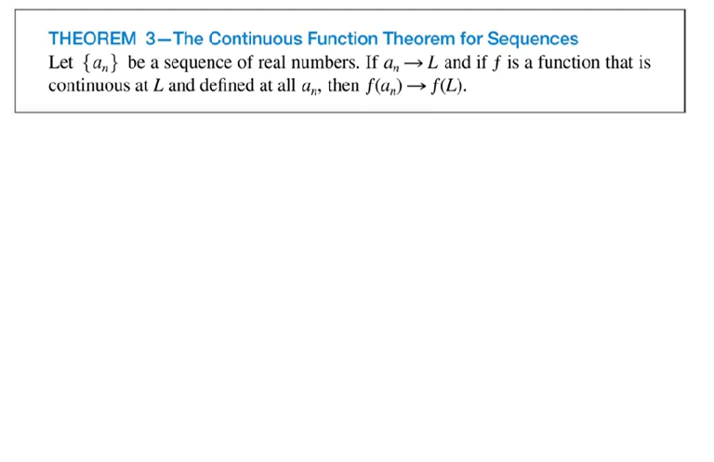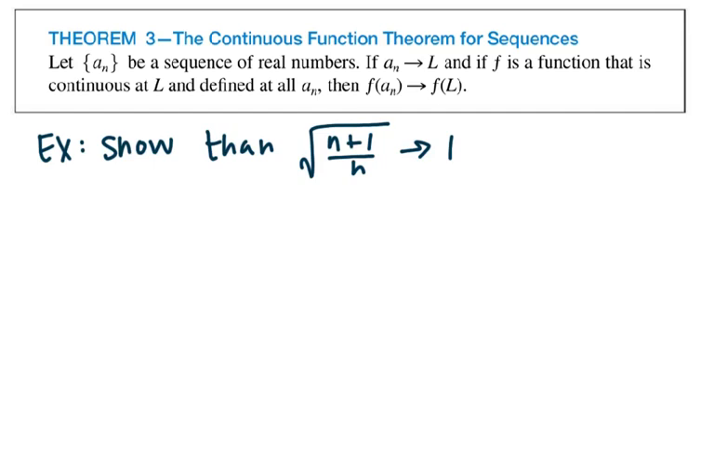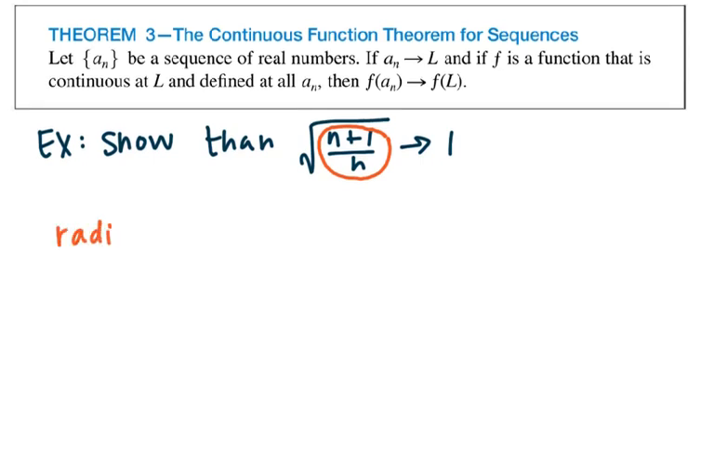So let's do an example. I have two examples in here for this theorem. So we're going to show that the square root of n plus 1 divided by n approaches 1. Well, we'll think about this as being a composition, right? So we have the square root of x, and we plugged into that x, n plus 1 over n. So the radicand, what's under the radical, n plus 1 over n approaches 1. And we did this in a previous similar example from a previous video. So we can show that this approaches 1.